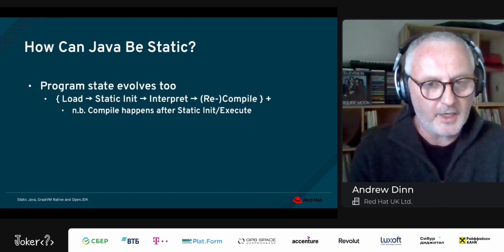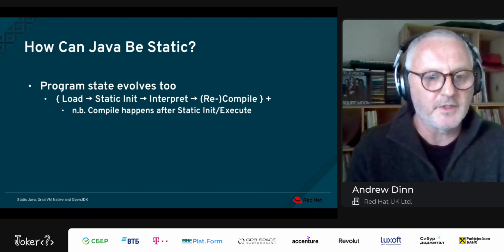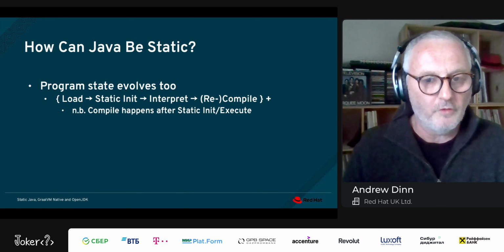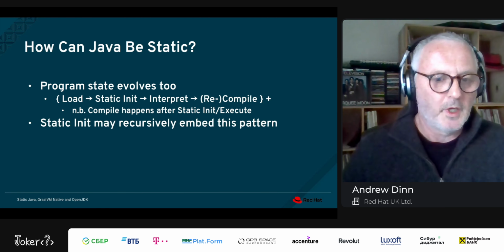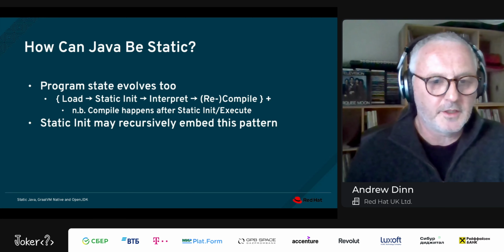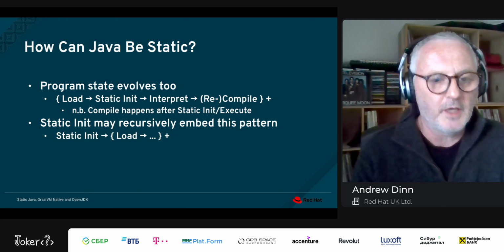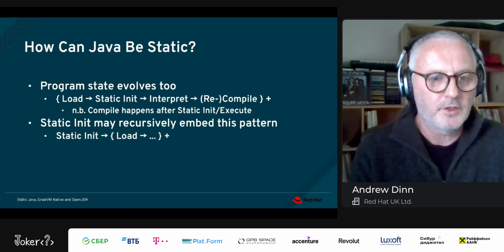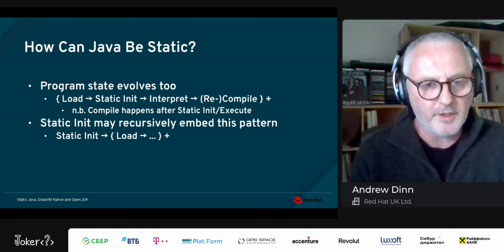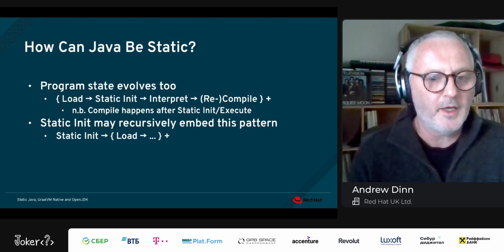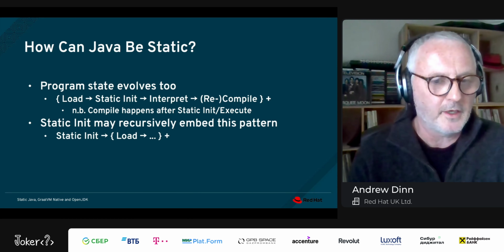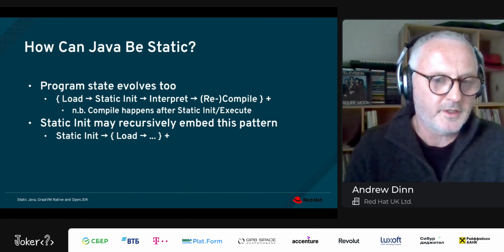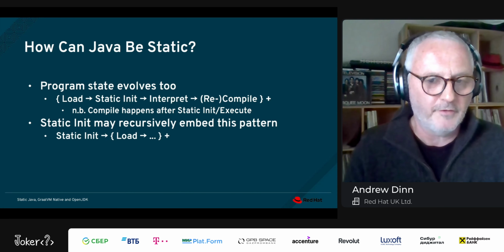So you can build a very tightly linked program that's very efficient, even though you've got this evolving space. And it's quite complicated the way that initialization can happen. Static initialization can recursively embed this same pattern. During initialization of a class, you can load other classes that can involve compiling code for those classes if they're complicated enough. So the order in which this state space evolves is actually quite flexible.